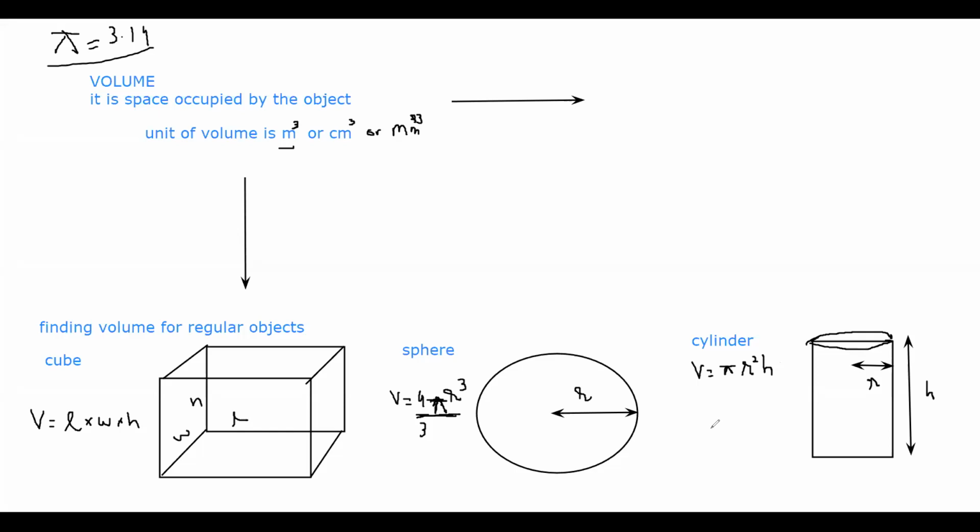Number one, it's a cube or a cuboid. You will multiply its length into width into height; when you multiply all three dimensions, you will get the volume of the cube. If it's a sphere, the volume of sphere is equal to 4 pi r cube divided by 3. And if it's a cylinder, it is pi r square h, where r is the radius of the cylinder and h is the height.